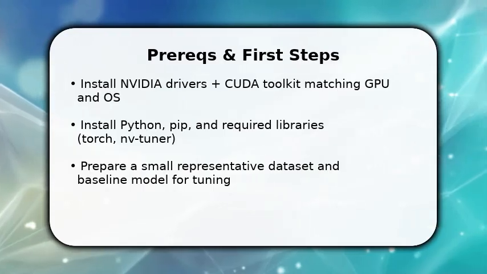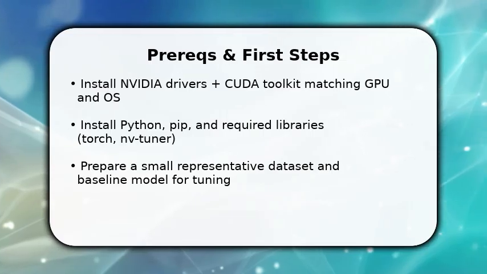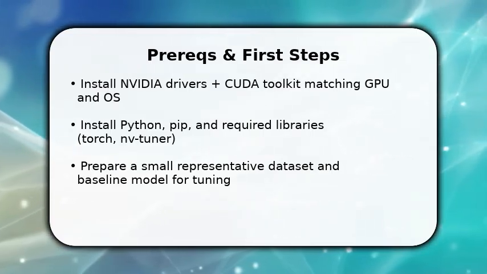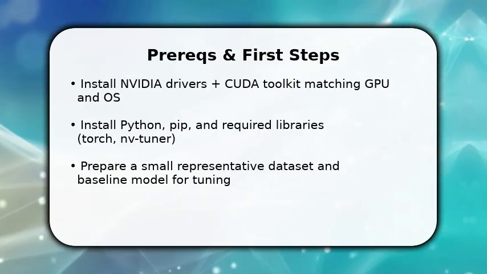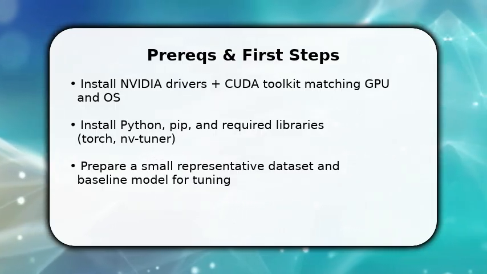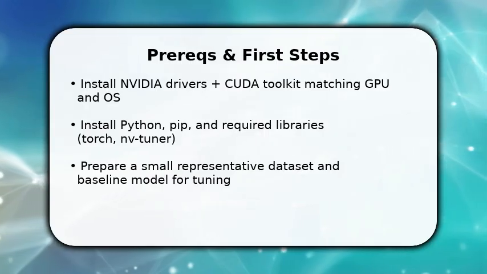You start by confirming drivers and CUDA are matched to your GPU. This matters because mismatches break tuning. Next, install Python packages and the Nvidia tuning toolkit. You need a runnable environment.